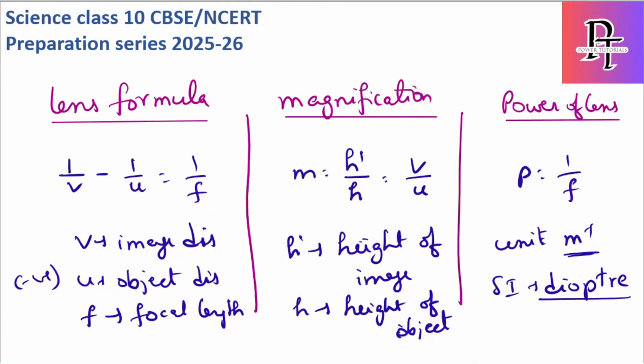We have lens formula which is 1 by v minus 1 by u is equal to 1 by f, which is the lens formula. Then we have magnification, m is equal to h dash by h, which is v by u, height of image by height of object, and then we have power of lens, where p is equal to 1 by f. Only these 3 formulas are there for lens topic.